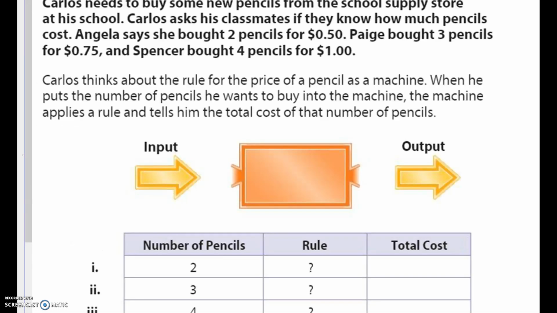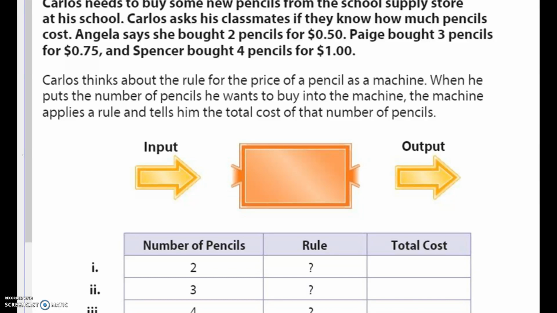So let's take a look at an example here. Carlos needs to buy some new pencils from the school supply store. He asks his classmates if they know how much pencils cost, and Angela says that she bought 2 for 50 cents, Paige bought 3 for 75 cents, and Spencer bought 4 for $1.